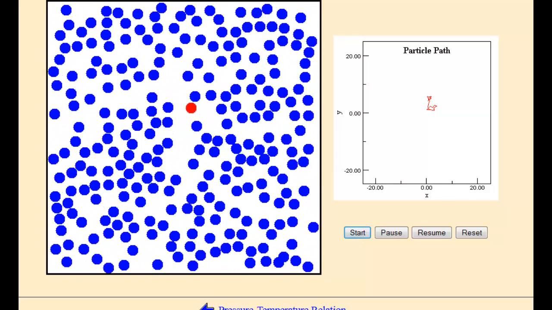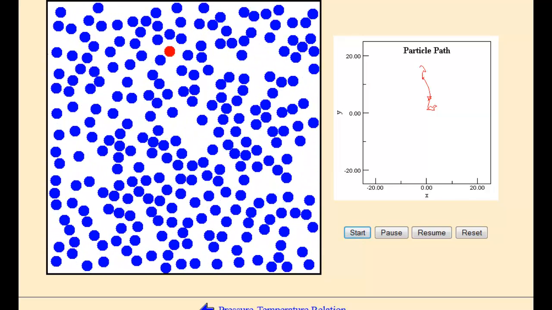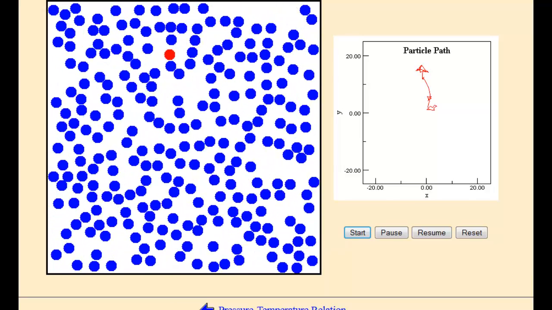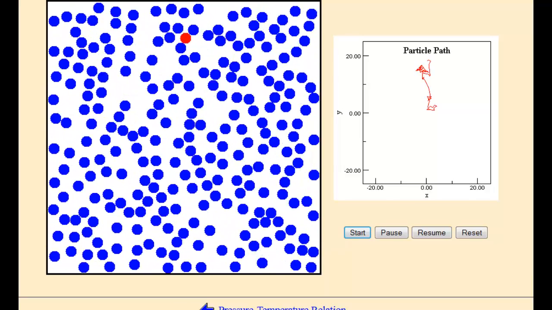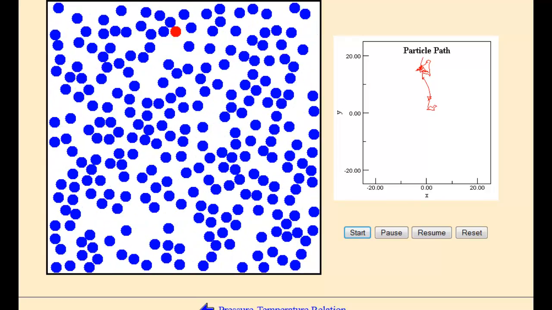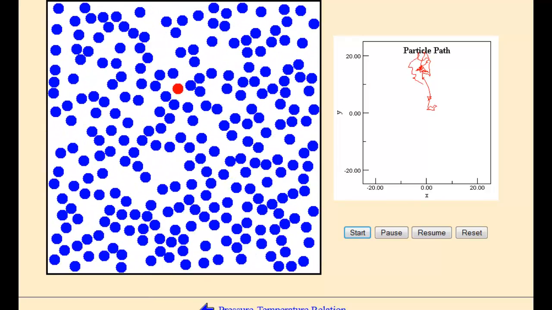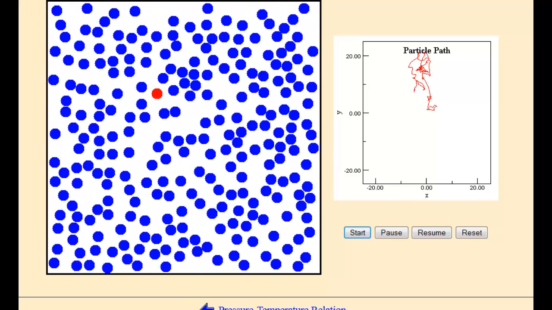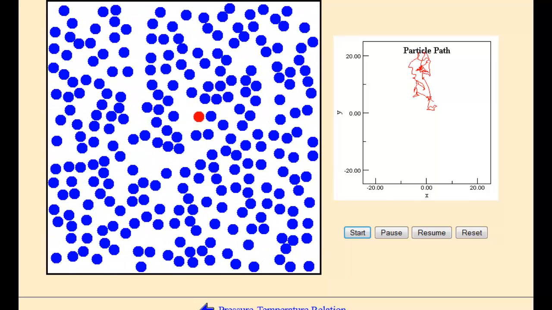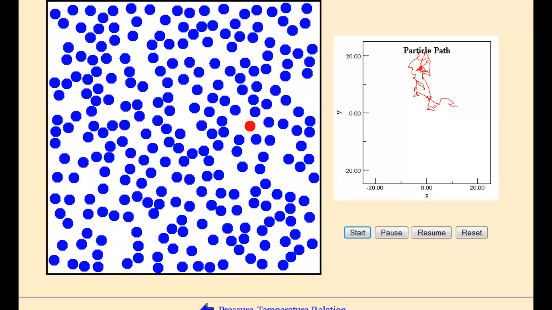On the left, I see particles moving randomly due to thermal motion. These could be water molecules, for instance. The red particle could be a solute molecule in the water. On the right, I see a trace of the path that the solute molecule is taking in the water. Notice that it doesn't have a single direction. It is constantly getting bounced around randomly by the surrounding water molecules.